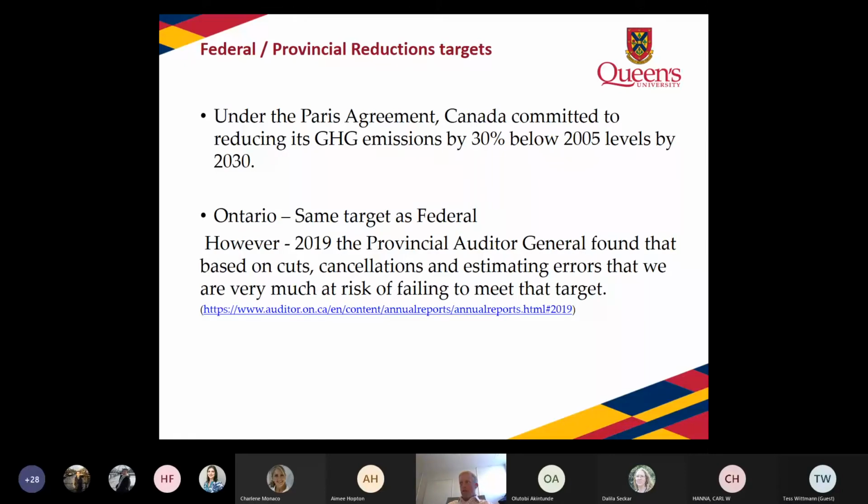So you have to pick a target and then start striving for it. Ontario currently has the same target as the federal. However, with the change in provincial government in 2018, a lot of the regulations and the climate cap and trade program that did exist in the province was canceled. And so the Auditor General has found that, even though we do have targets in Ontario, they're at risk. And I've included the link to the auditor's report, so you can have a look at that if anyone's interested in digging into that a little bit more.